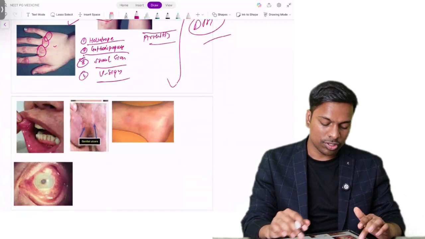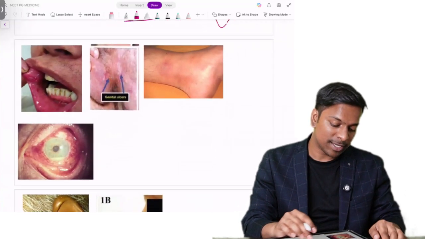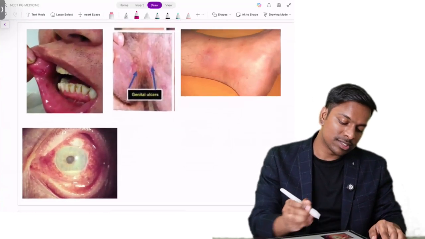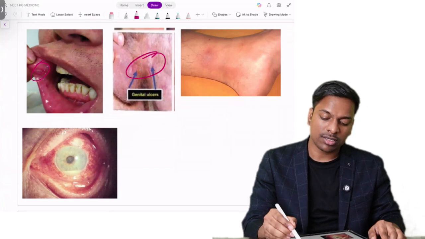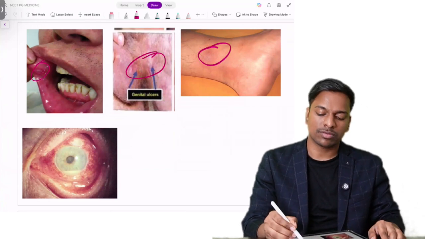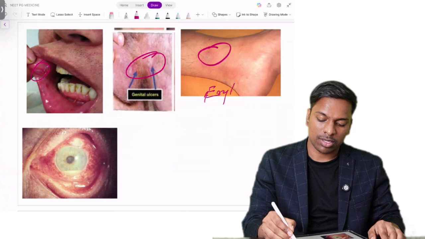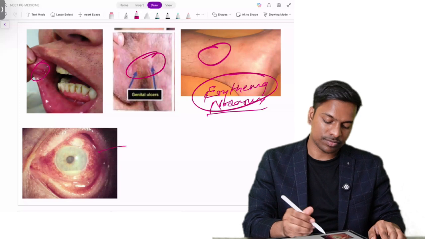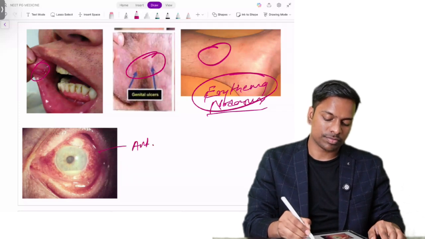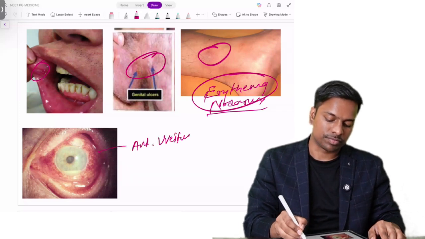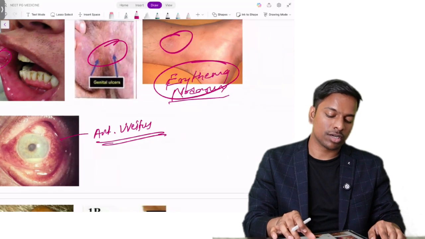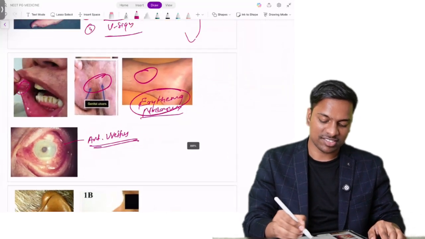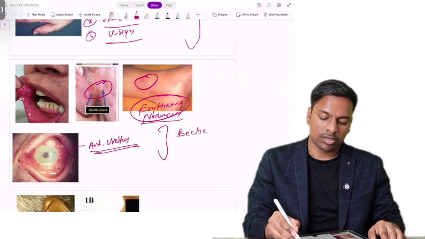Coming to one more disease over here, you can see oral ulcers are there. Here also genital ulcers are there. Here some erythema is there. I'll just label it as erythema nodosum, and anterior uveitis is also there. So this is a diagnosis of your favorite Behcet's disease, Behcet's vasculitis.